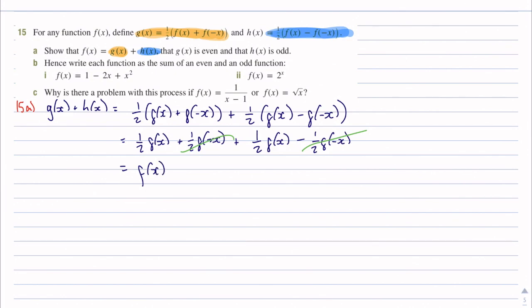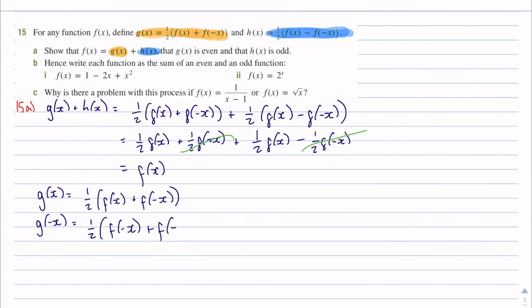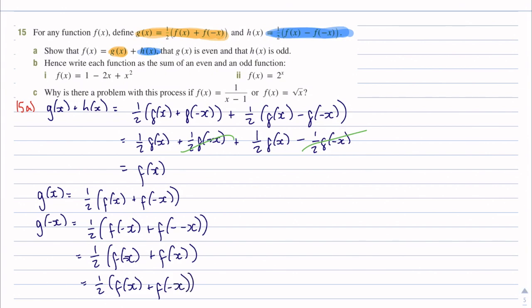Okay, now I want to show that g of x is even. So g of x was a half f of x plus f of minus x. g of minus x is a half f of minus x plus f of minus minus x, which is f of x, which is what we started with, half f of x plus f of minus x, equals g of x, therefore even.